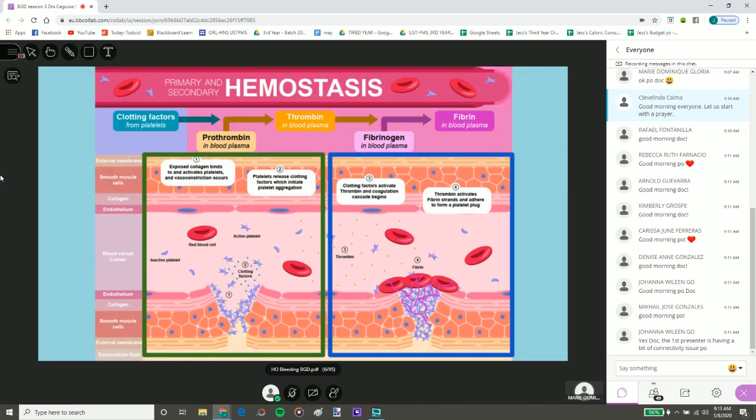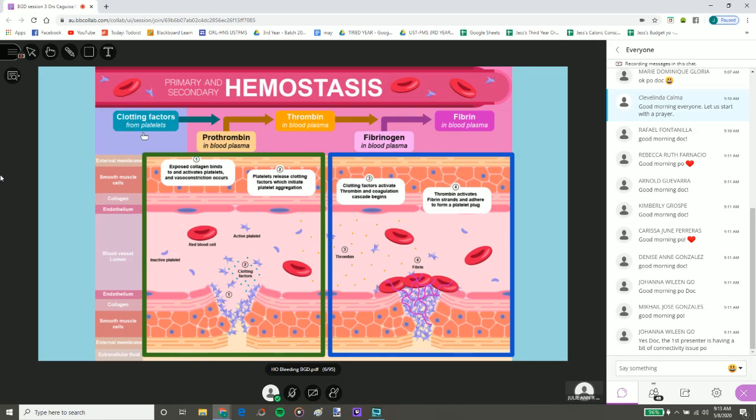So here's a diagram of your primary and secondary hemostasis. So your primary hemostasis is mainly composed of your response. Hi, good morning. Morning po. Yes. Started already, Julia. Let's go.